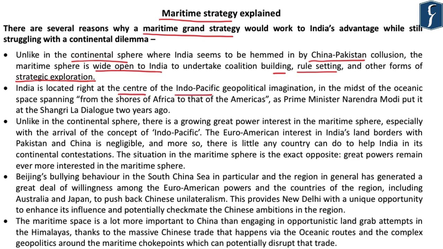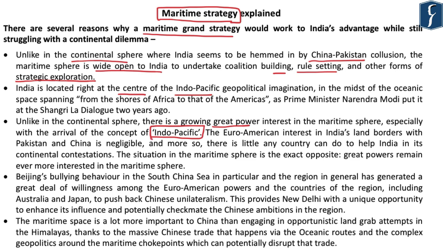But perhaps the most important reason for India to adopt a maritime strategy is that, unlike the continental sphere, there is a growing interest among the great powers in the maritime sphere. Almost all the great powers have their own strategy for the Indo-Pacific. For example, recently Germany has given out its own set of rules to be applicable to the Indo-Pacific. Prior to that, France gave a holistic strategy for the Indo-Pacific. Even nations like South Korea have their own strategy for the Indo-Pacific. Japan has it, Australia has it, not to mention the US and UK.